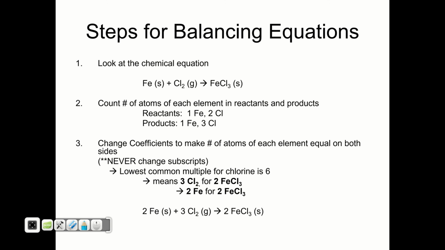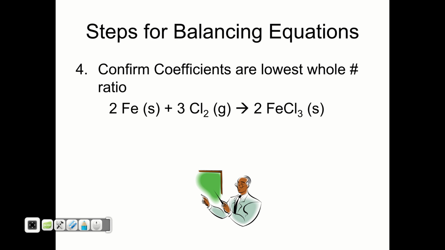So it's a lot of going back and forth. This is very common, where you get one balanced and another unbalanced, and you just keep on going until everything is balanced. Then confirm that's the lowest whole number ratio. I can't divide everything by the same number and still have whole numbers.